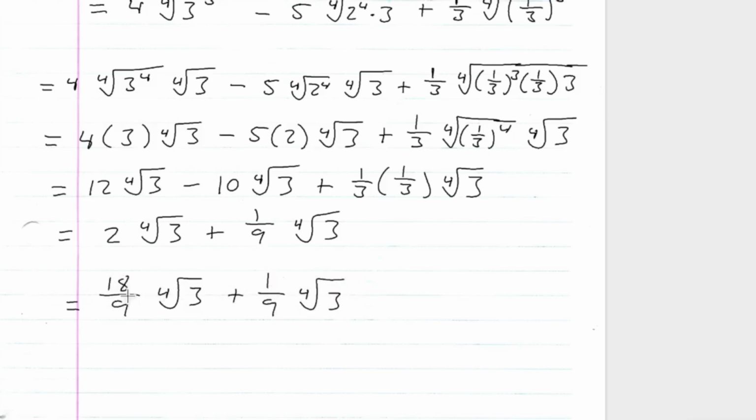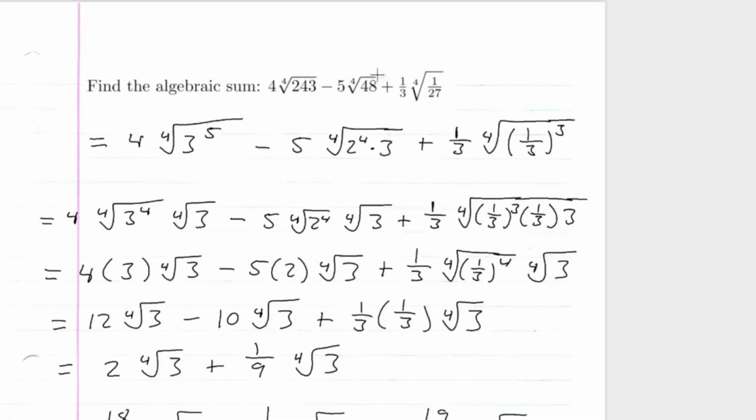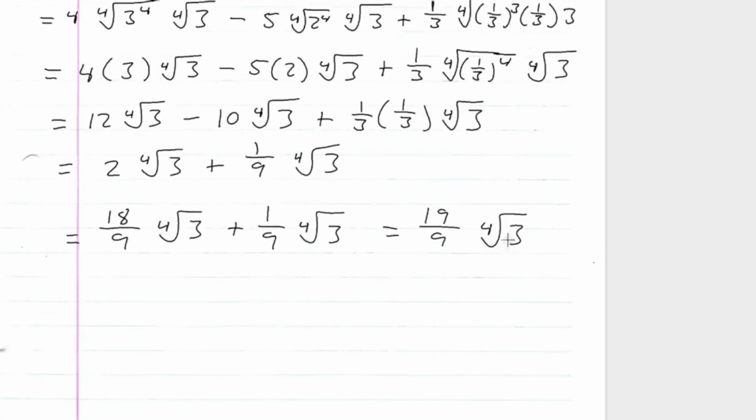And then if I add 18 over 9 with 1 over 9, I get 19 over 9, fourth root of 3. So the sum of these together is 19 over 9 times the fourth root of 3.